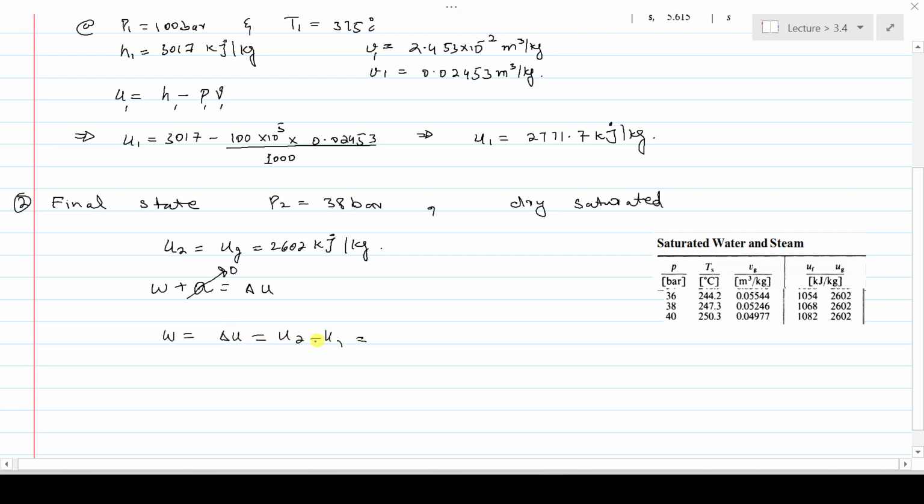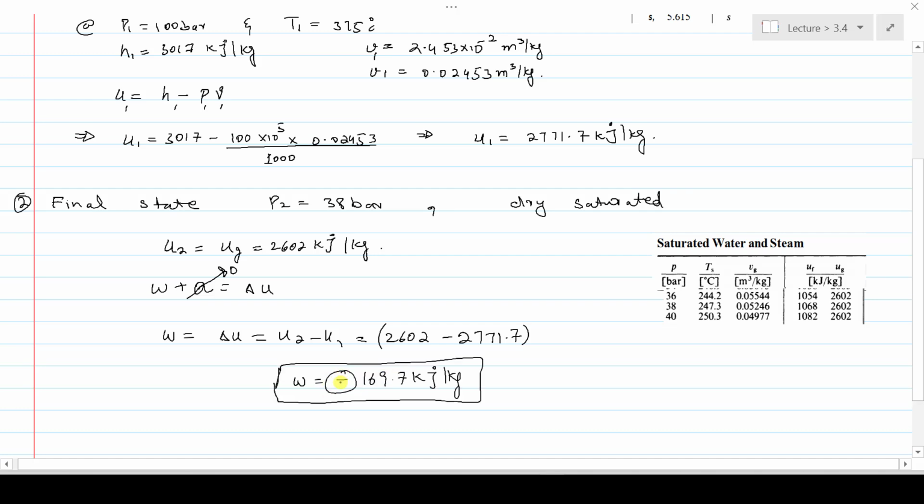What is the U2 value? That is 2602 minus the U1 value, 2771.7. After solving this, you will get the work done by the fluid, that is minus 169.7 kilojoule per kg. And this is our final answer. This negative sign means that work is done by the fluid.